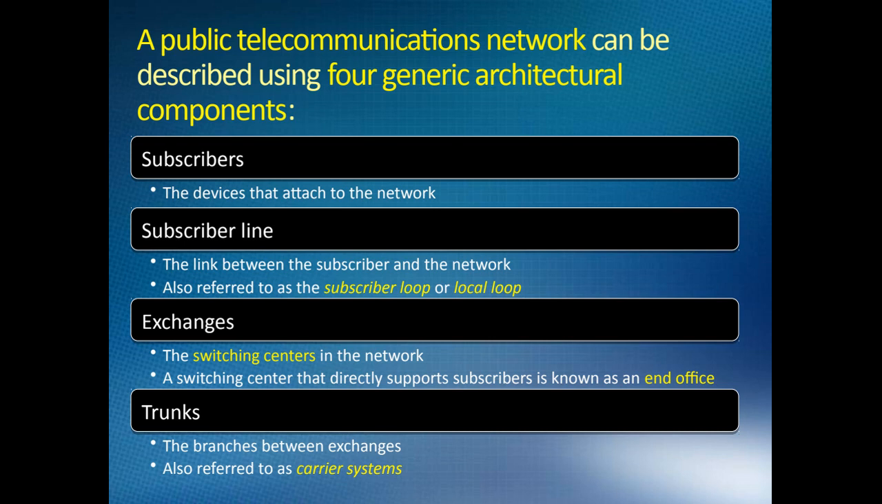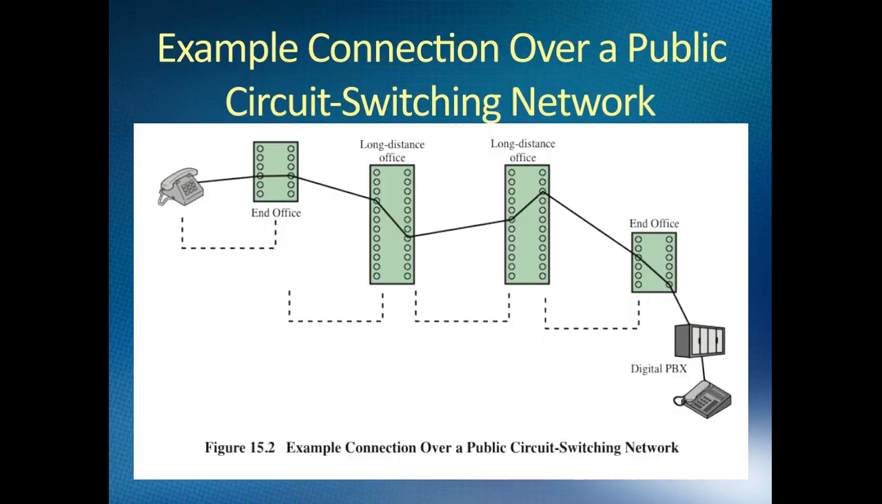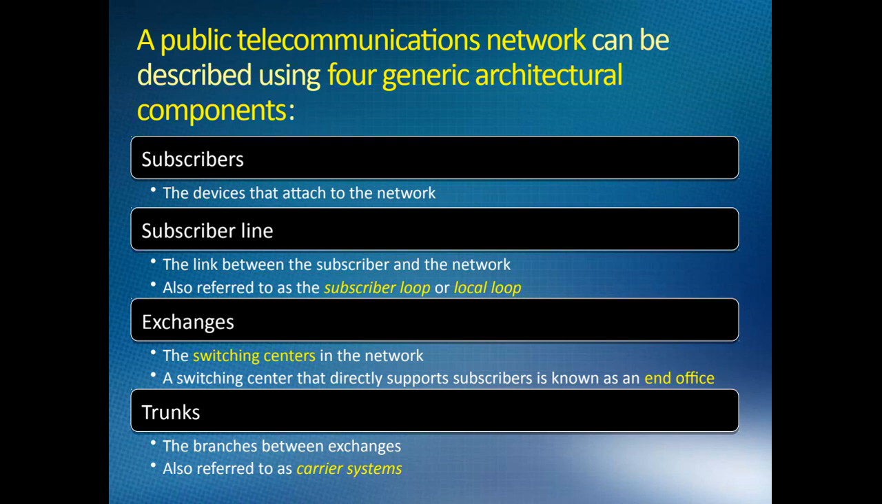Subscriber line is the link between the subscriber and the network. Some people, they call it subscriber loop or local loop. Don't forget that, please. Exchanges, they are the switching centers in the network. A switching central that directly supports subscriber is known as end office. Remember here? Yes. This is the end office because it's a switching that is near the subscriber. Here, near the subscriber, it's called end office.